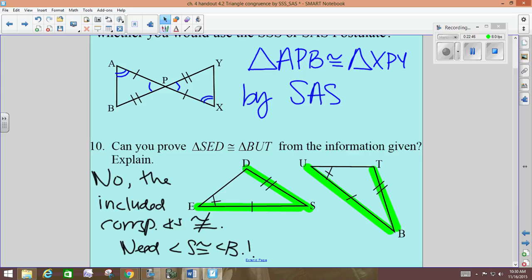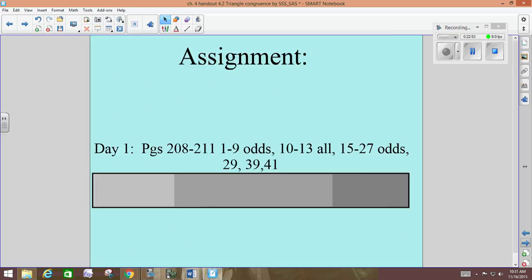All right, questions on side, side, side, or side, angle, side? All right, you have 20 minutes here to get started on your homework. Remember, if you have to write a proof, then you need to draw the picture down with it, okay? There's about 5 proofs on today's homework.